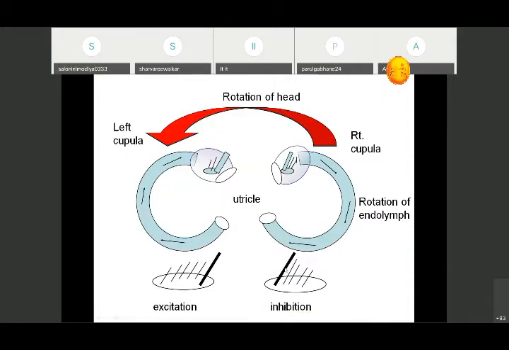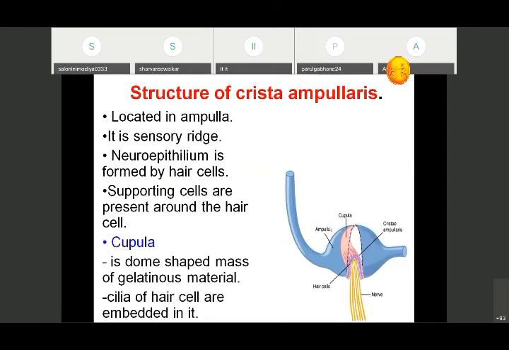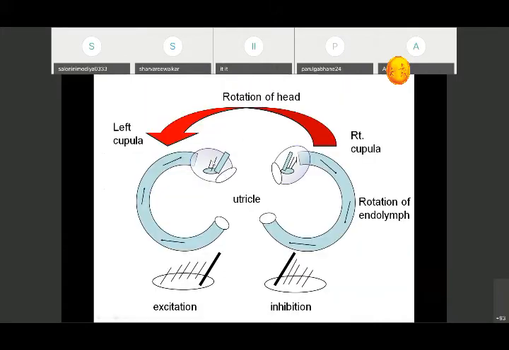Now whenever the head is rotating, as I said, the crista ampullaris is elastic in nature, meaning whenever there is a beginning of the rotation, the cupula will be stimulated, and due to its elastic nature it will come back to the normal position. Now this is the left cupula and this is the right cupula. When we are rotating the head from right to left, what happens?